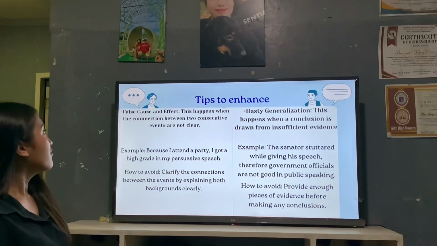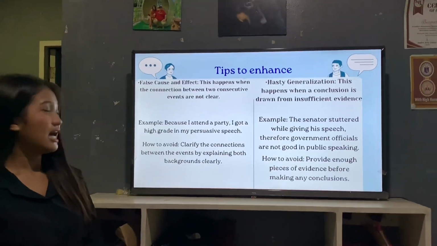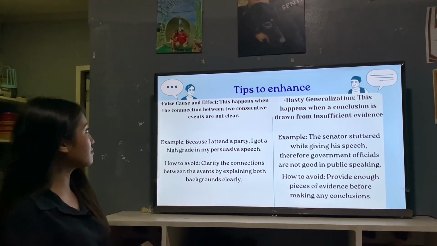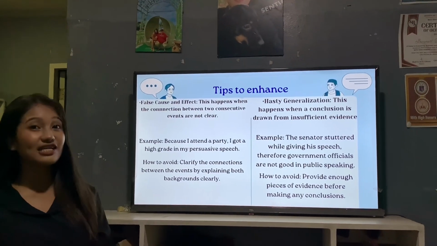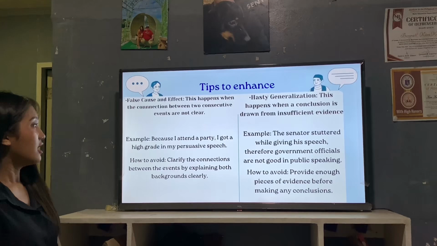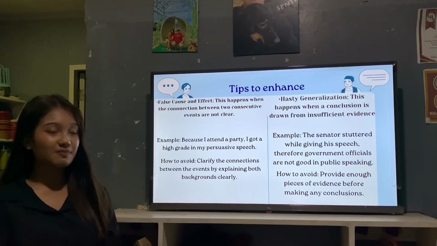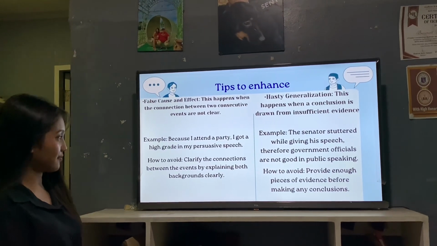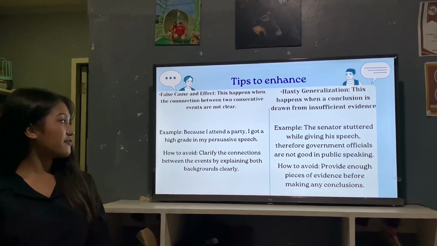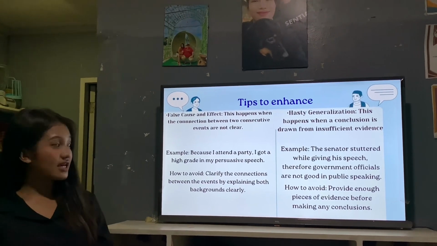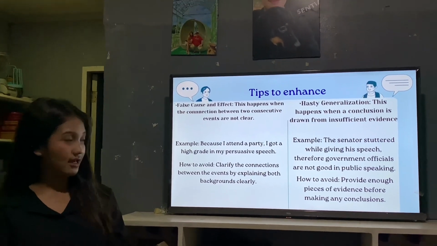Number 5, false cause and effect. This happens when the connection between two consecutive events is not clear. For example, because I attended a party, I got a high grade in my persuasive speech. So how will you avoid it? You have to clarify the connection between the events by explaining both backgrounds clearly.